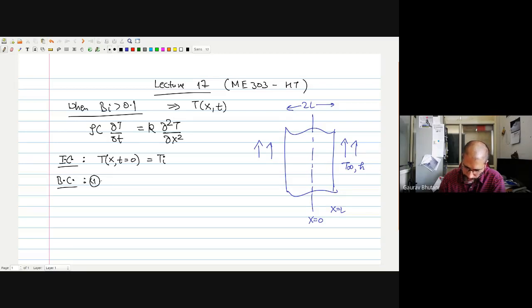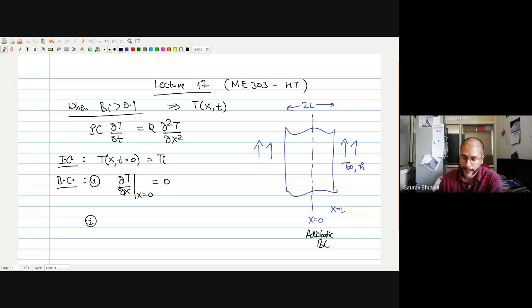The first one was at the center plane, where we said that since there's symmetry here, we can have the adiabatic boundary condition: del T by del x at x equal to 0 is 0. Because it's symmetric, there is no heat that should flow, because if the heat flows in the right direction, then by the same reasoning it should flow in the left direction as well. So you'll have a symmetric boundary condition at x equal to 0.